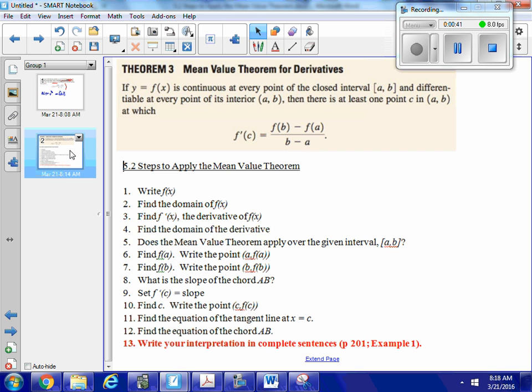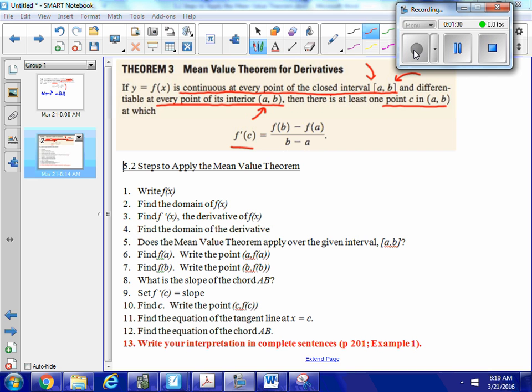Well, let's take a look at the mean value theorem. The mean value theorem says if y equals f of x is continuous at every point of the closed interval and differentiable at every point of its interior. Now you'll notice that this is not a closed interval there. It is an open interval. That's because if I have a closed interval AB, the A and the B are going to be endpoints, and endpoints are not differentiable. So if those two things are true, then there is at least one point C in that interval where the derivative at point C is equal to the slope of the segment or chord that runs from point A to point B.